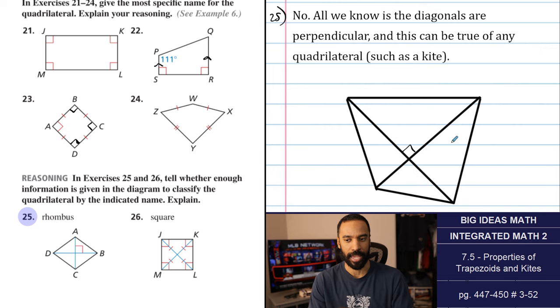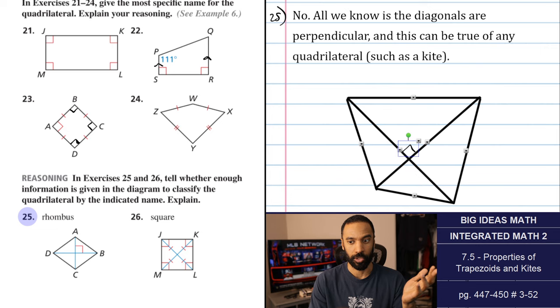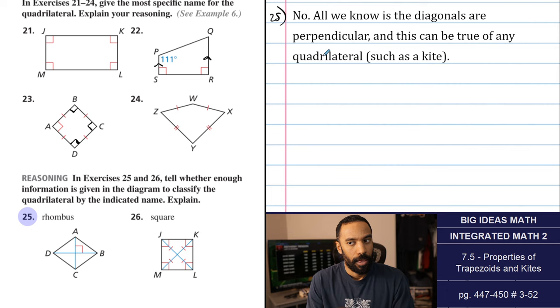Remember, we don't go based off of the drawing. They drew it to look rhombus-like. They obviously made the diagonals look very perpendicular, but that doesn't mean that we go based off the drawing. They want you to figure out for yourself that other things can happen there. My explanation may not be great, but I'm countering that example by saying it could be a kite. It could be a trapezoid. It could be anything. That's not enough information.